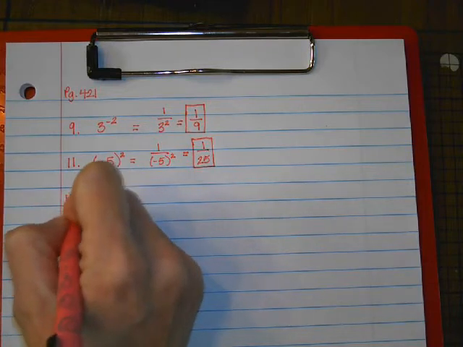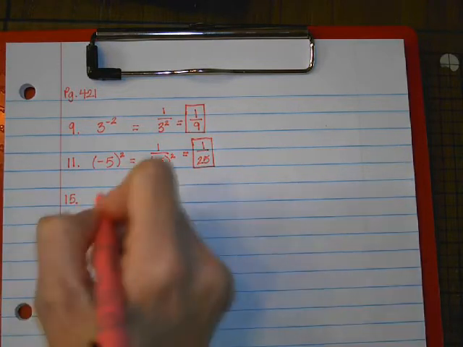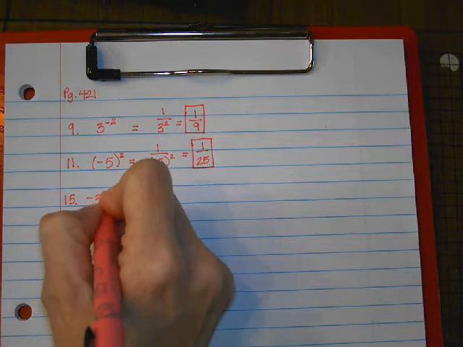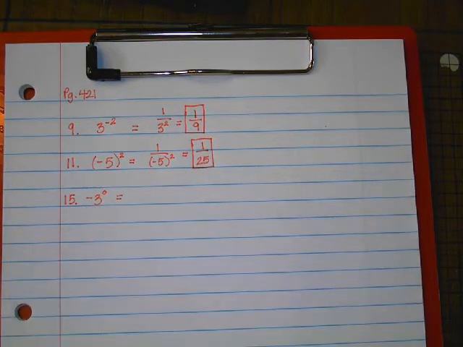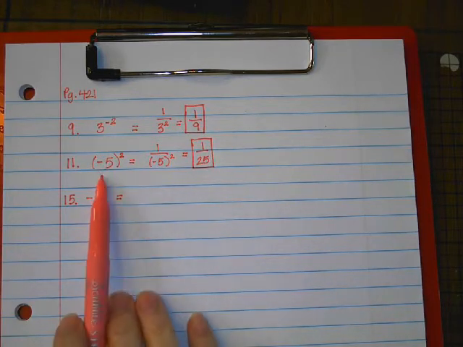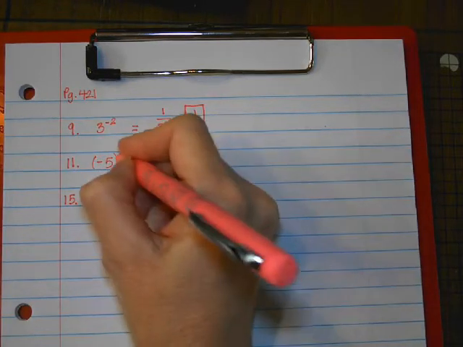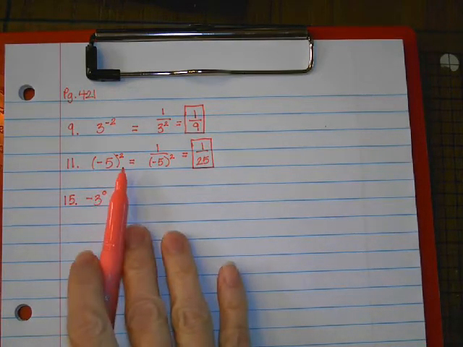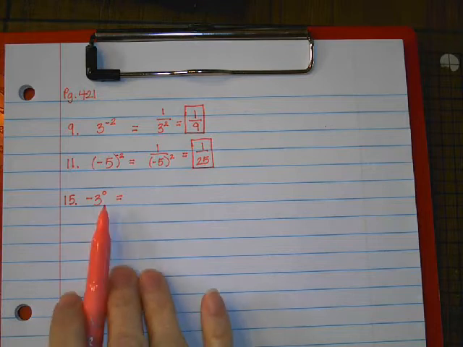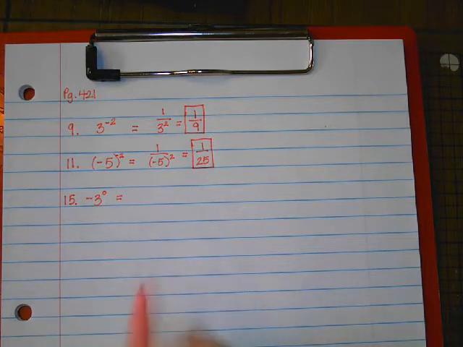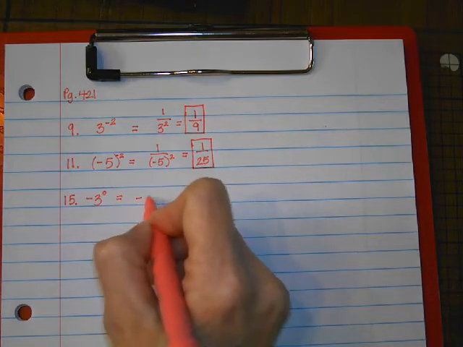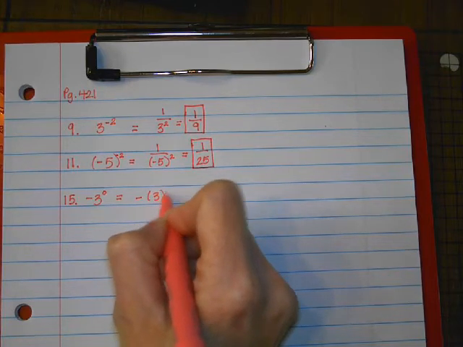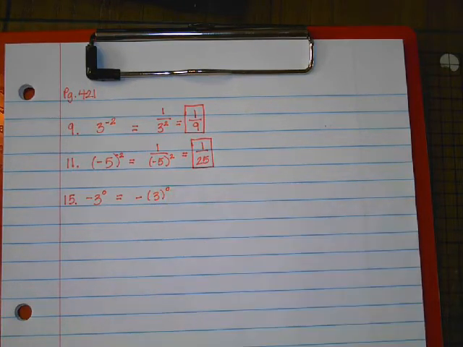Now let's look at number 15. We've got negative 3 raised to the 0 power. All right, let's talk about this one. So the difference between this negative 5, oh, that should be a negative 2 power up there, guys, sorry. This negative 5 being raised to a negative 2 power, and this negative 3 being raised to the 0 power. This literally means negative and then our 3 being raised to the 0 power. That's what this is asking of you. All right?